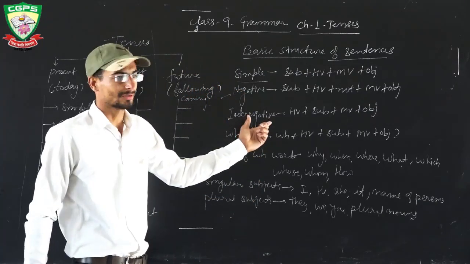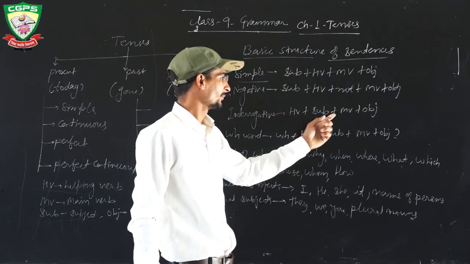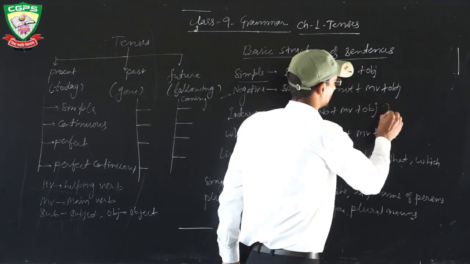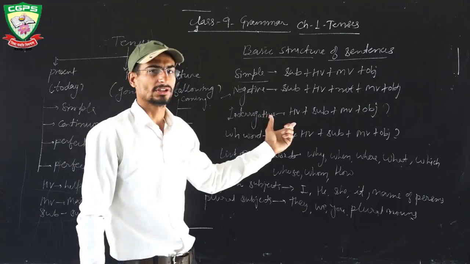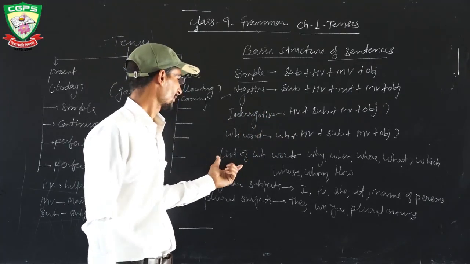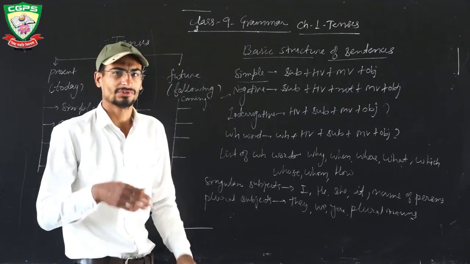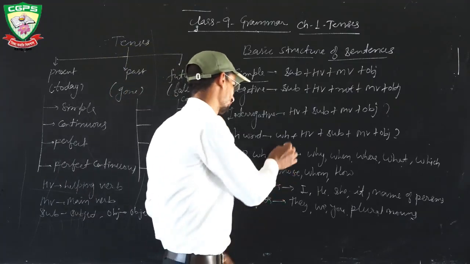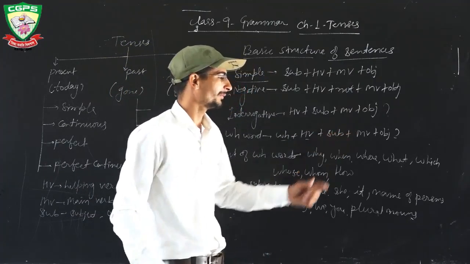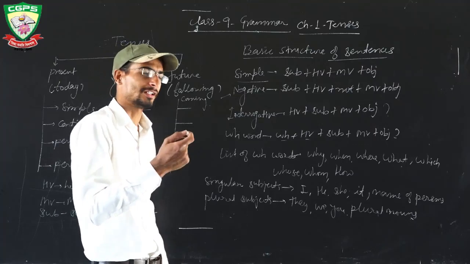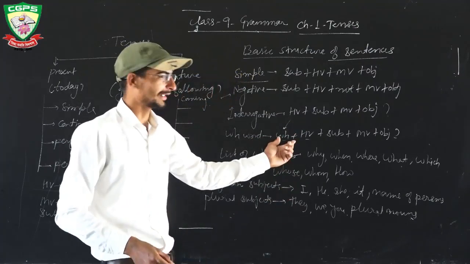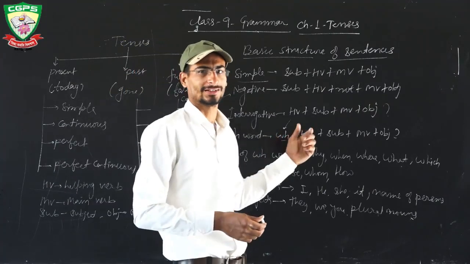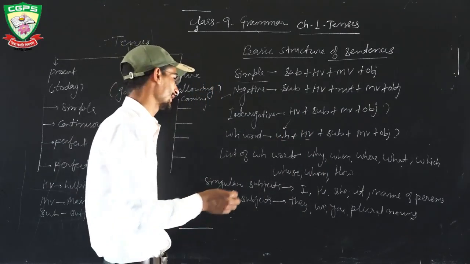Next is interrogative: helping verb, subject, main verb, and object, and question mark. So when the helping verb is at the starting, the sentence will be converted into interrogative sentence. Next is WH type sentence. WH type sentence which starts with WH words: WH word, helping verb, subject, main verb, and object. So the basic difference between interrogative and WH type sentence is only WH word. When we add WH word at the starting of interrogative sentence, the sentence will be converted into WH type sentence.